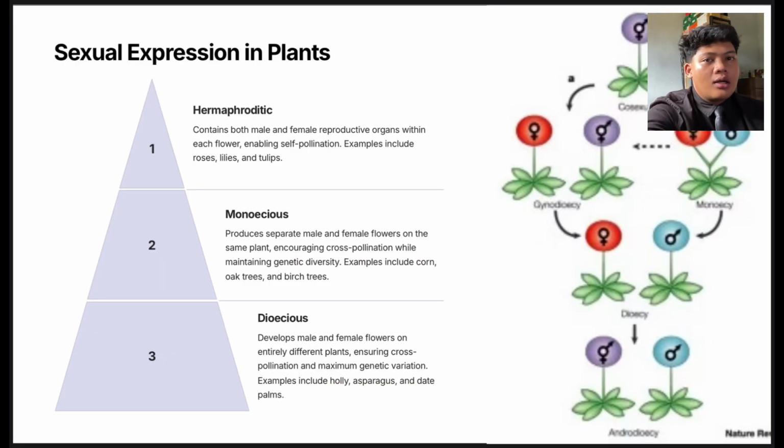Next, in the fascinating world of plant reproduction, sexual expression also plays a vital role. Plants exhibit varying reproductive strategies, from hermaphroditic flowers containing both male and female organs for self-pollination, to monoecious plants with separate male and female flowers on the same plant for cross-pollination. Furthermore, dioecious plants take it a step further by developing male and female flowers on entirely different plants, ensuring maximum genetic diversity. This distinct method showcases the complexity of sexual expression in the plant kingdom.